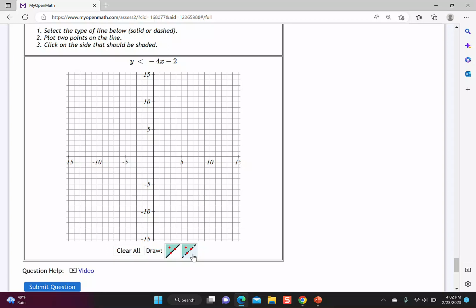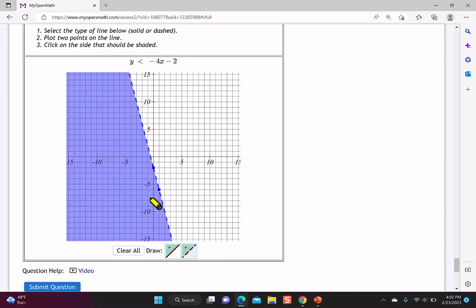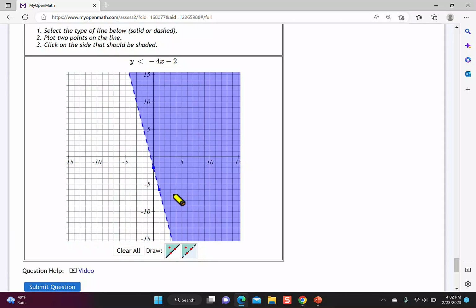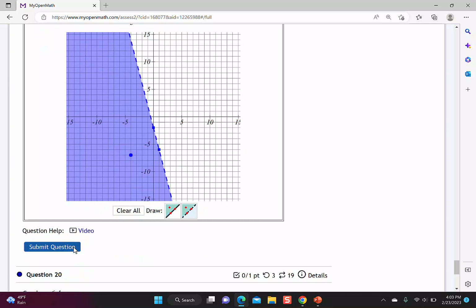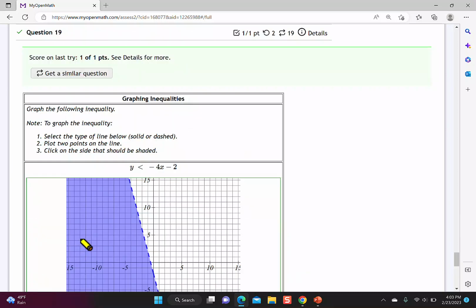I'm still going to use my slope and my y-intercept, so I'm going to go up here to negative 2. Then I'm going to use the slope of 1, 2, 3, 4, and then over to the right 1. Now my line is set, I need to pick which region is my solution. So you can pick a particular point, plug it in and see if it works, but I find it's just easier to think above or below. Less than is below, so I click a point underneath my line, which forces the program to shade it. You submit the question to see that you got it right.